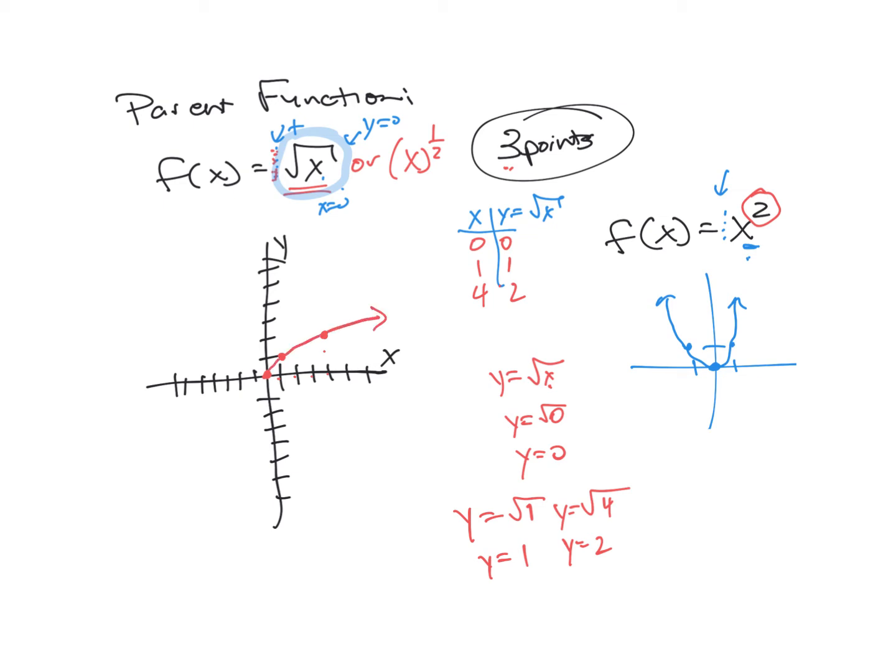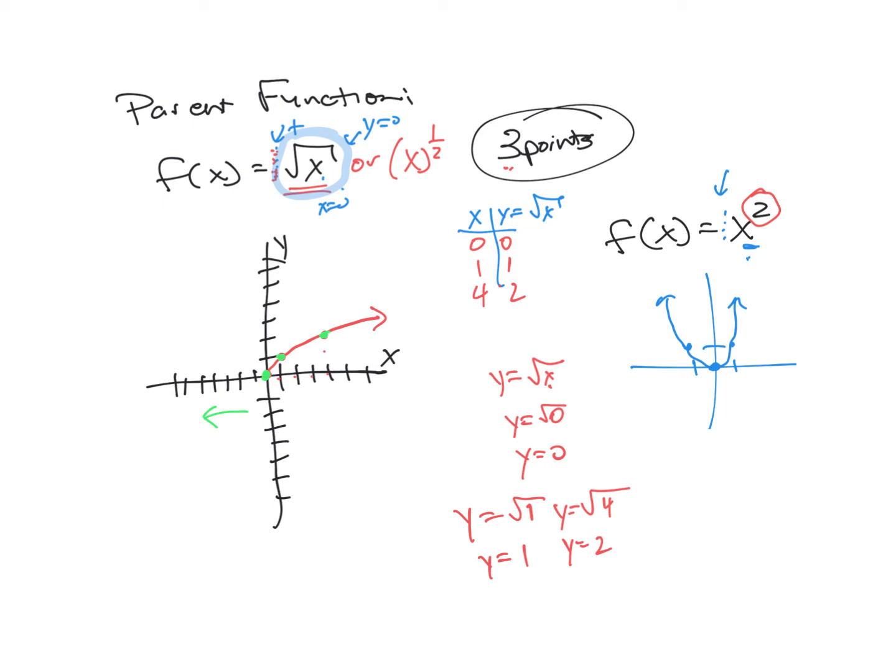Now, why wouldn't I choose points to the left of the start point with a square root? This is my start point, right? And I chose both of my points to go to the right. Why did I not choose any points to go to the left? Stop the video and contemplate that a little bit, and then come back and see what your answer is.